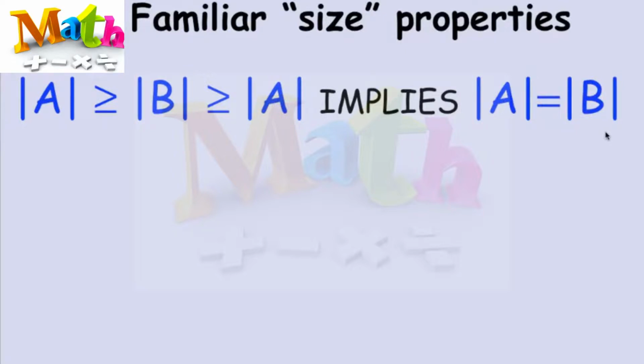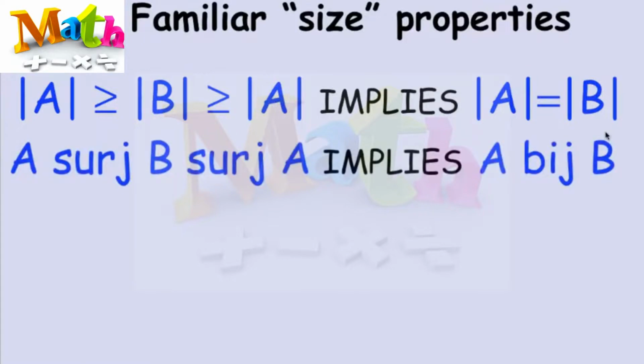It holds for infinite sets, but it's not so obvious. What we're saying is that if I have a surjective function from A to B, and I have another surjective function from B to A, then there's a bijection between A and B. And the problem here is that this surjection from A to B might not be a bijection, and this surjection from B to A might also not be a bijection. So where's the bijection going to come from?